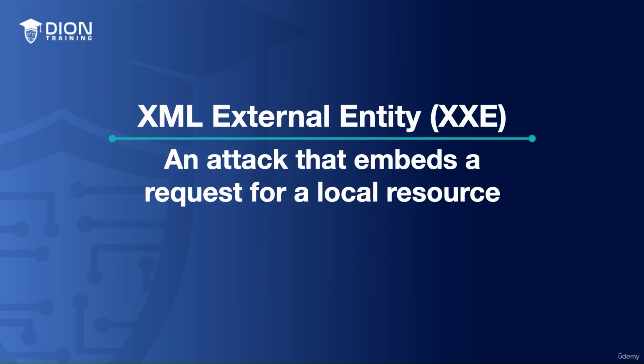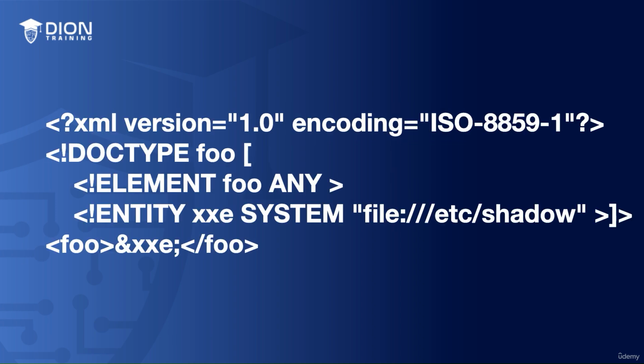Now the second type we have is what's known as an XML external entity or XXE attack. This type of attack attempts to embed a request for a local resource. Now this sounds a lot like a local file inclusion, doesn't it? And here's an example of an XML external entity attack.